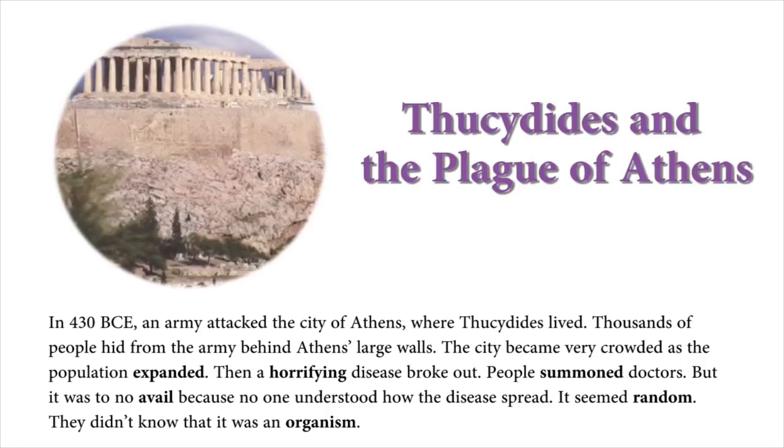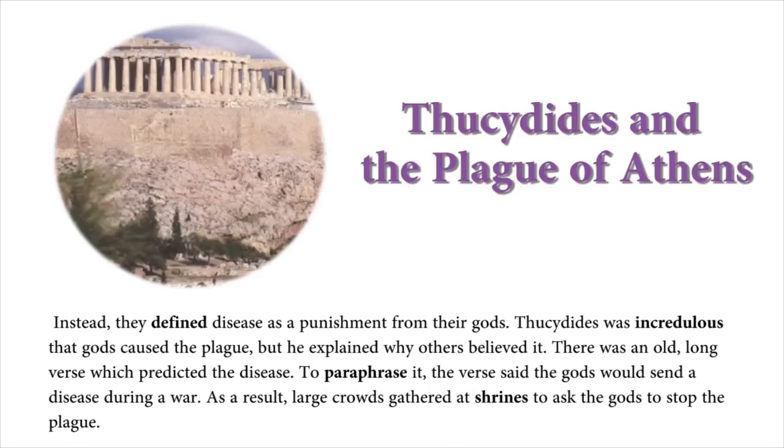It seemed random. They didn't know that it was an organism. Instead, they defined disease as a punishment from their gods. Thucydides was incredulous that gods caused the plague, but he explained why others believed it. There was an old, long verse which predicted the disease. To paraphrase it, the verse said the gods would send a disease during a war. As a result, large crowds gathered at shrines to ask the gods to stop the plague.